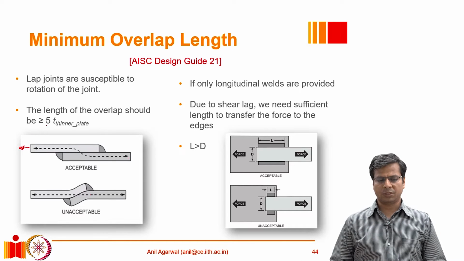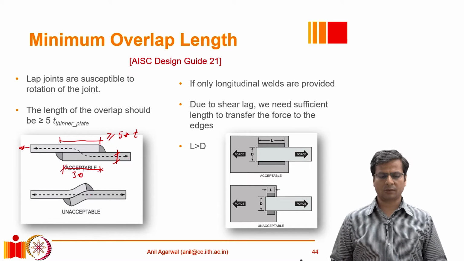Okay, one way to achieve that is to make sure that the length of the overlap that is provided here should be greater than or equal to 5 times the thickness of the plate. So we know the plate thickness. If the plate thickness is, let's say, 6 millimeters, we have to at least make sure that a 30 millimeter overlap is available, and the larger the overlap, the smaller the moment would be.